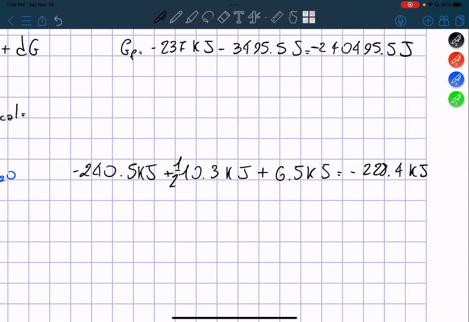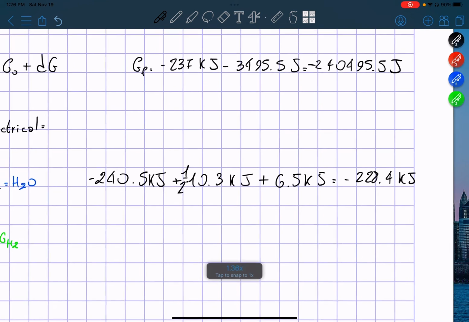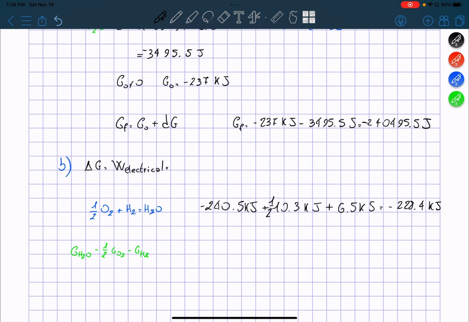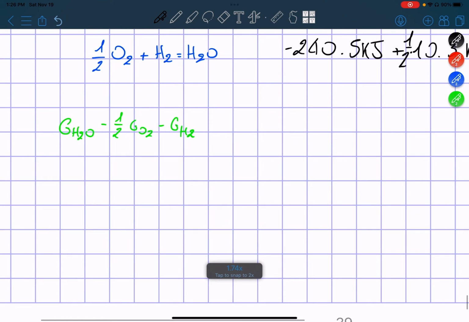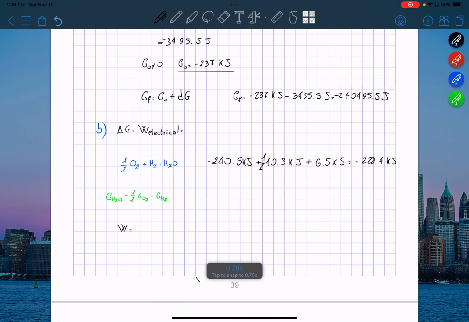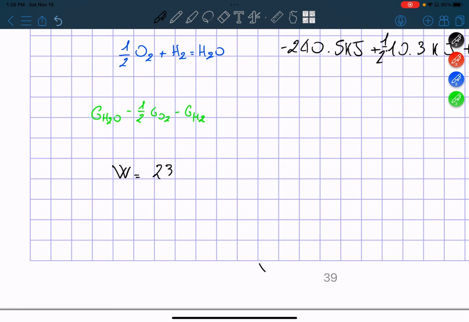And then we have to compare to the ideal performance of the cell at 25 Celsius. Well, at 25 Celsius, the only work we're going to do is given by the G0 of H2O, because the other two G's we assume were equal to 0. So our electrical work will be simply equal to 237 kilojoules. Yep, of course negative 237 kilojoules.